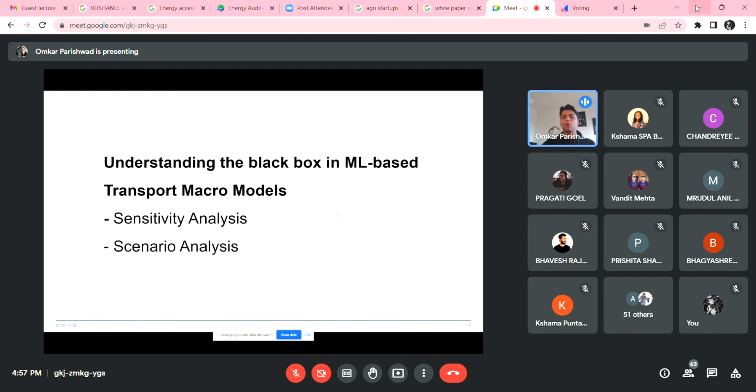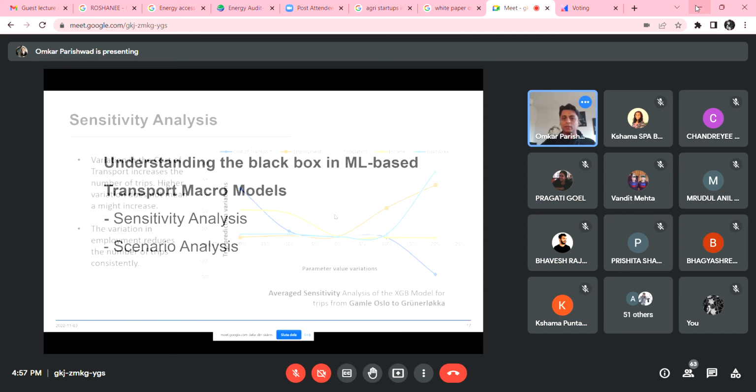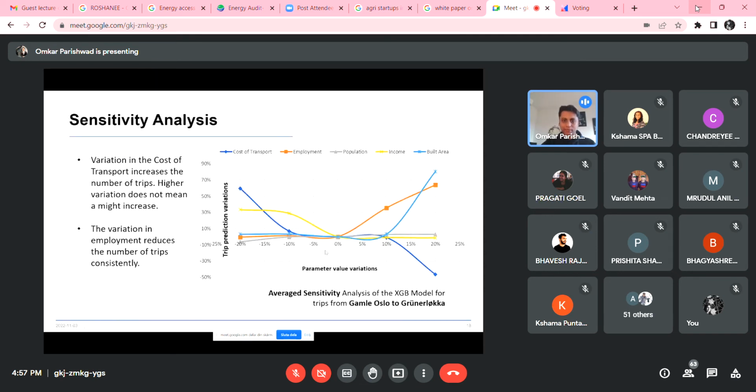Now, what goes on behind? How do we understand what is happening in our data? And for that, we have sensitivity analysis. And what this graph means is if I vary a particular value of my parameter, how does the trip prediction vary? That is the number of trips. How do they vary from the original? So if we have cost of transport, if I reduce the cost of transport, the number of trips would increase. And that's logical. But this tells us exactly how much would it increase.